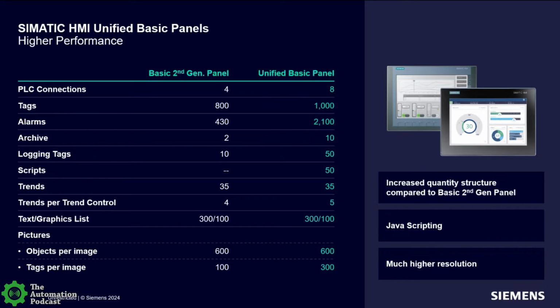The trends per control, and the graphics, text graphics lists, all those really seemed to be sufficient with our predecessor. So we left those alone and kept our power and performance improvements on the alarming and tagging area. And then we also increased the number of tags per image that we can actually do and configure. And our objects per image, or the number of objects that you can configure in your runtime, is at 600. So a lot of good uses of our performance improvements, especially around the connectivity aspect.